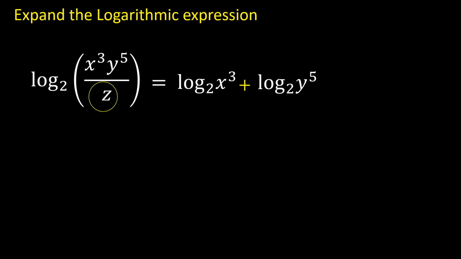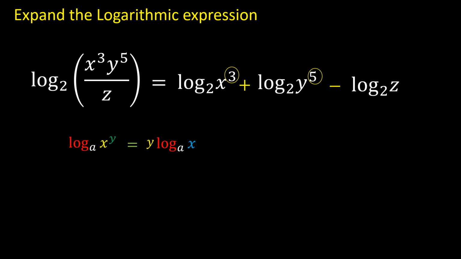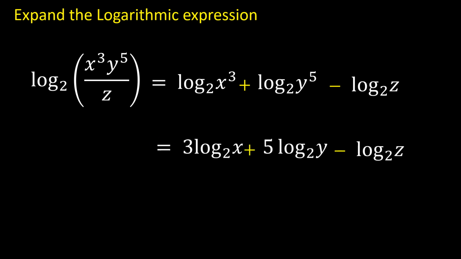Now down here we have z, so it's divided by z. Since z is the denominator, the bottom number here, we will put it after the minus. So it's minus logarithm base 2 of z. Now we have two powers here, 3 and 5. Based on the rule that if we have a power inside the logarithm, we can multiply the power with the logarithm, I will multiply both powers with the logarithm. So I will have as a final answer 3 logarithm base 2 of x plus 5 times logarithm base 2 of y minus logarithm base 2 of z.